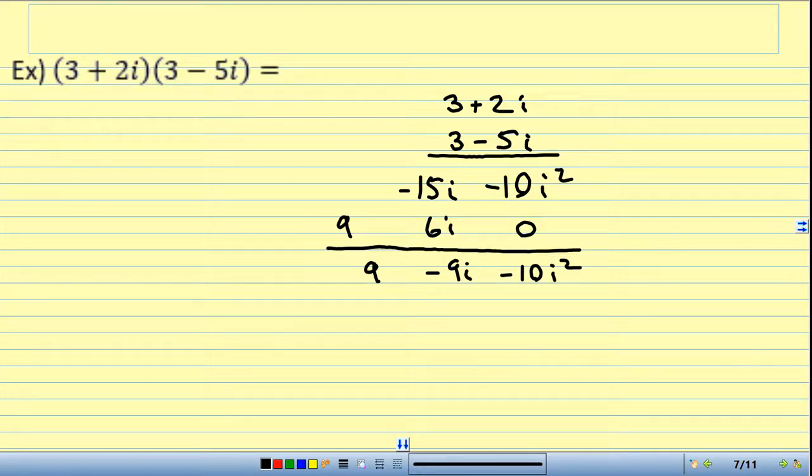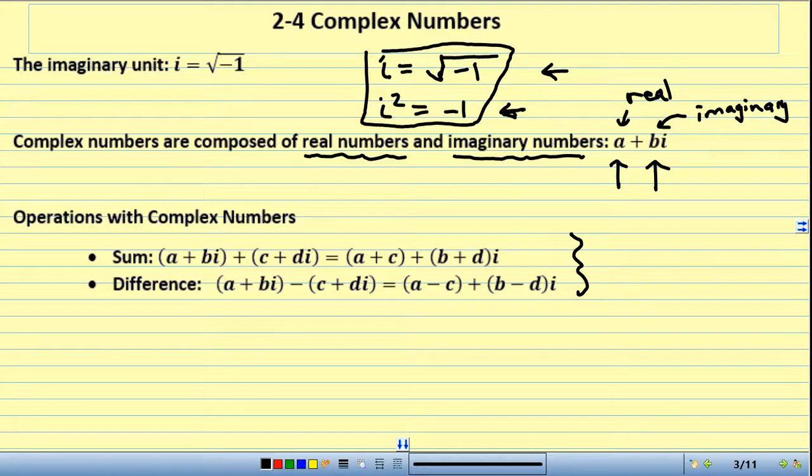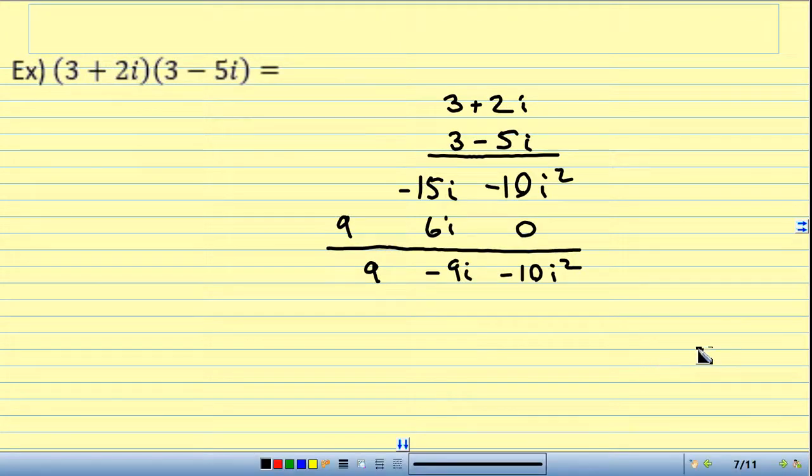So here's the thing where I told you, if you're going to remember anything, remember these two, because this is important. i squared is equal to negative 1. So when I go back, I'm going to put in place of i squared negative 1. So I got minus 10 times negative 1 minus 9i. 10 times negative 1, well, that's negative 10, but don't forget about this negative. So negative times a negative is a positive. So it's positive 10. 9 minus 9i plus 10.